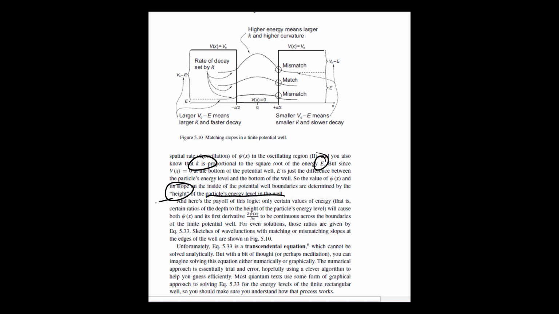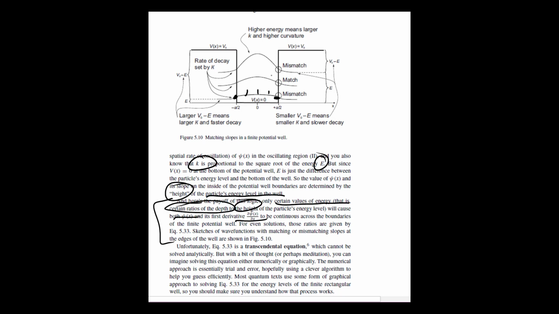And finally, a little paragraph here giving what I call the payoff of this logic. There are only certain values of energy, that is certain ratios of the depth to the height, that will cause both psi and its first derivative to be continuous across the boundaries. For example, if we're down here, we're low in the well. That means low curvature within the well.